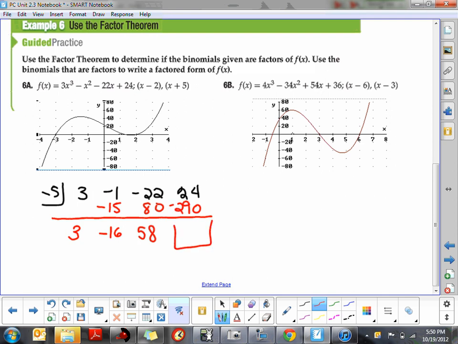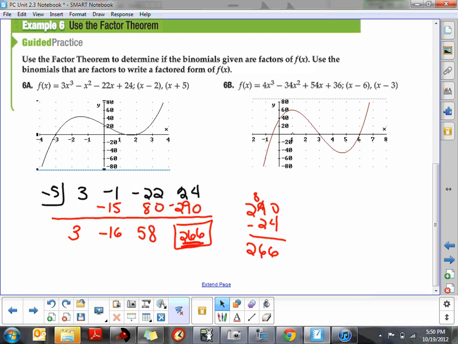What I really care about is I'm not getting a remainder of 0 here. So if I take 290 minus 24, just being careful with this, I got a 6. An 8 gives me a 6, and I get 266 as a remainder. If this does not come out as a 0, it is not a factor, which means our graph cannot cross at the related 0 of x equals negative 5.